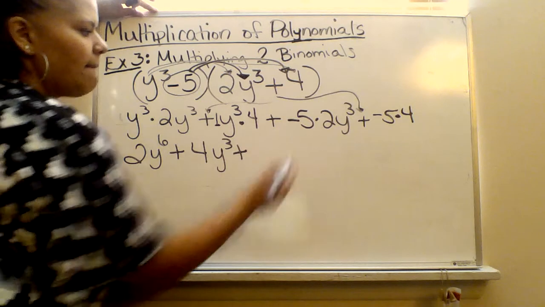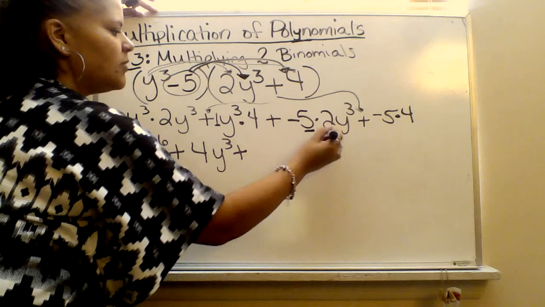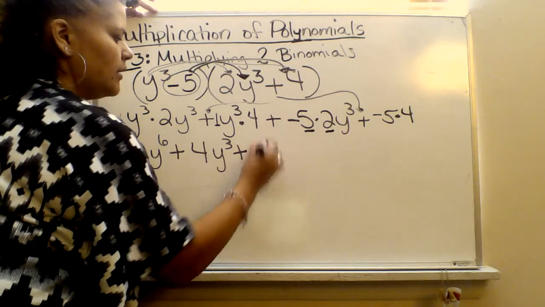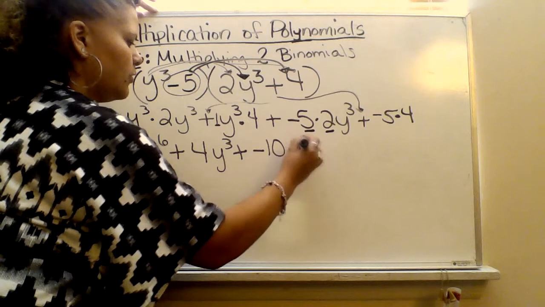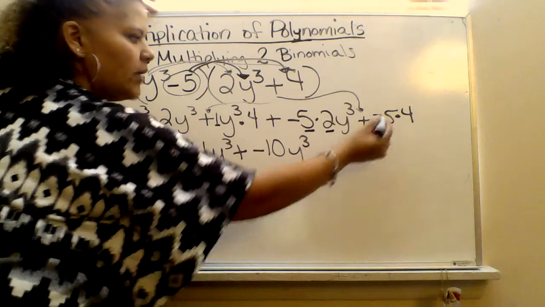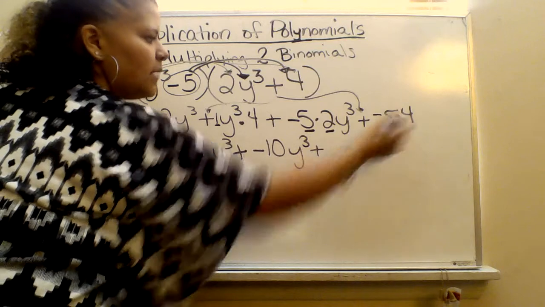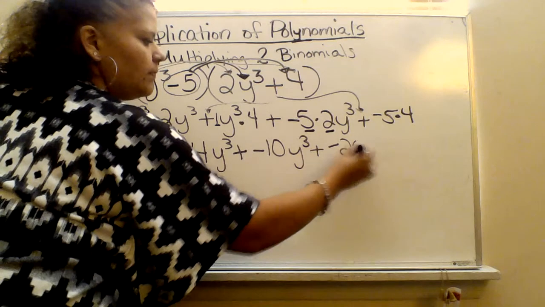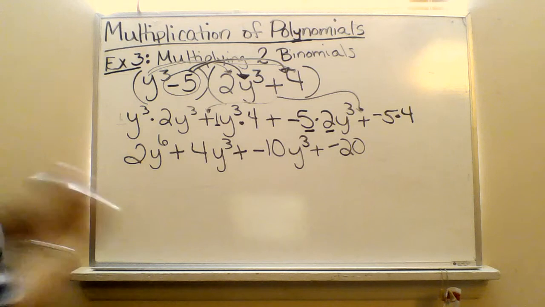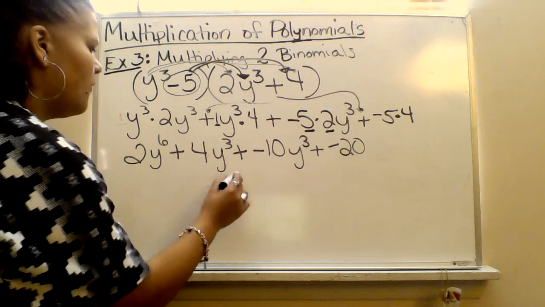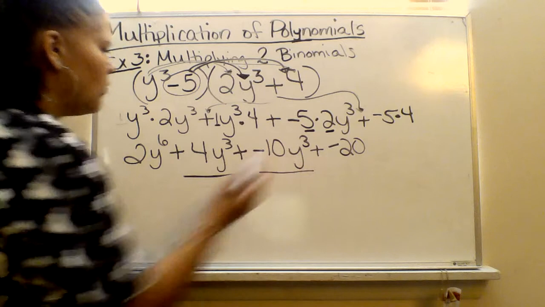Plus. Then we have a negative 5 coefficient here now. Negative 5 times 2. That's a negative 10. Nothing to combine with that y cubed, so y cubed. And then we have, so plus, then we have negative 5 times 4. That's a minus 20. So let's simplify this too. Well, look, we have some like terms. We have a 4y cubed and we have a minus 10y cubed.